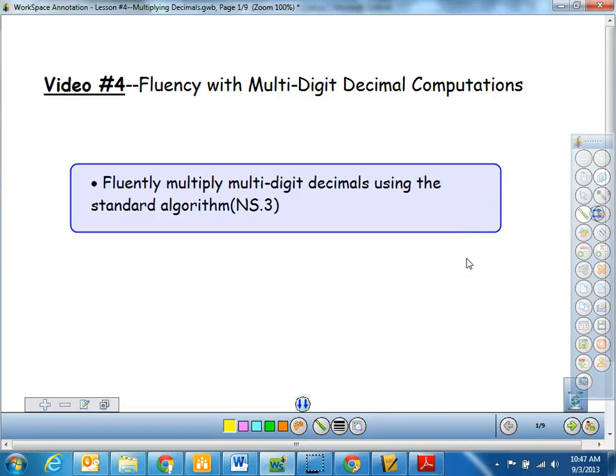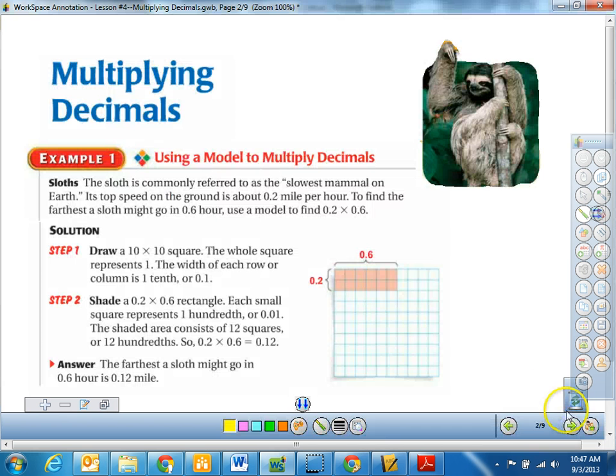Hey, welcome to video number 4. It's called Fluency with Multi-Digit Decimal Computations and comes from the standard Fluently Multiply Multi-Digit Decimals using a standard algorithm. In plain terms, we're going to be multiplying decimals today, so let's get started.